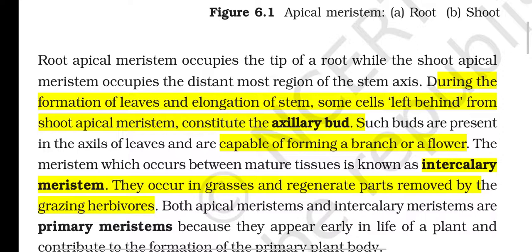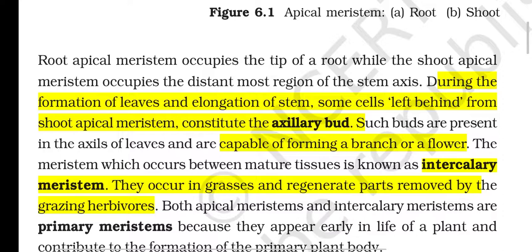stem axis. During the formation of leaves and elongation of a stem, some cells left behind from shoot apical meristem constitute the axillary bud. Such buds are present in the axils of leaves and are capable of forming a branch or a flower. The meristem which occurs between mature tissues is known as intercalary meristem. They occur in grasses and regenerate parts removed by the grazing herbivores.